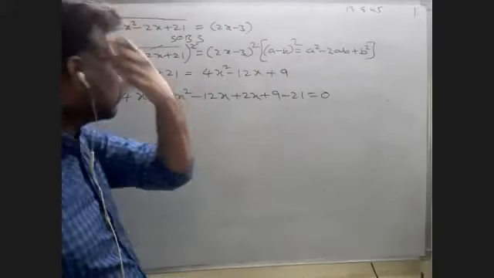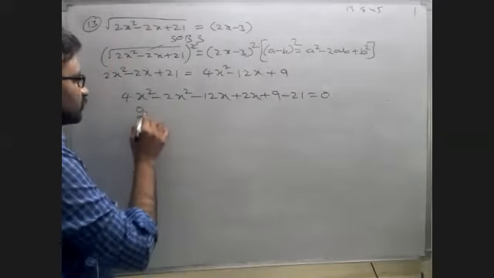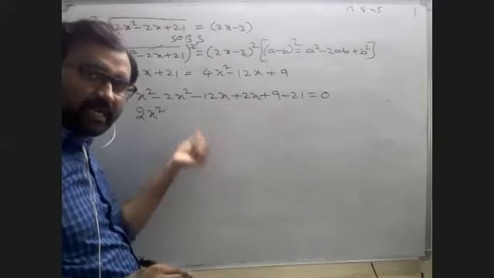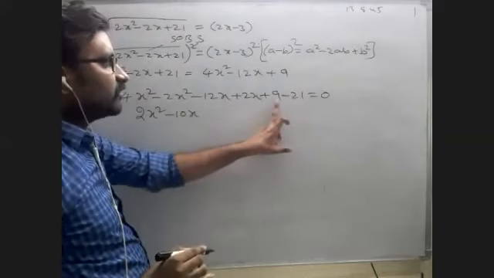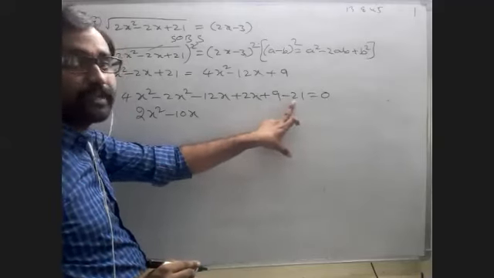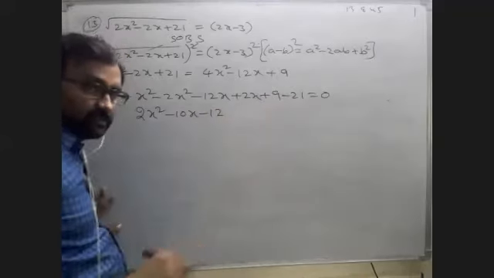Now 4x square minus 2x square will be 2x square. And minus 12x plus 2x will be minus 10x. And 21 minus 9, subtraction, will be 12. So you will get 2x square minus 10x minus 12 is equal to 0.